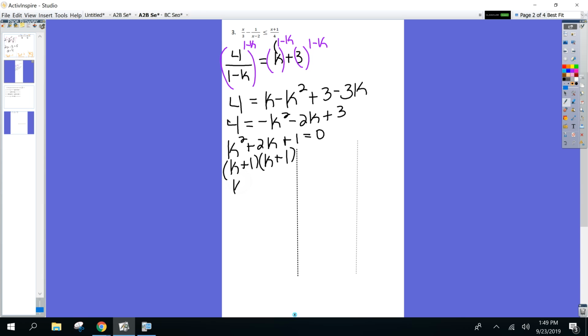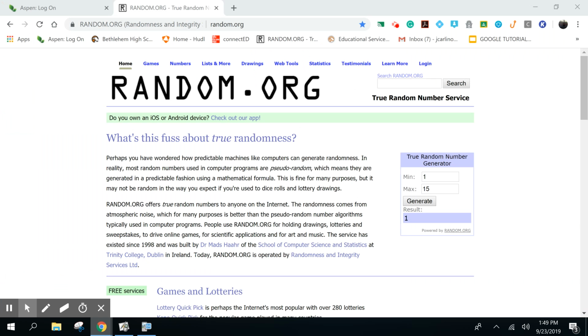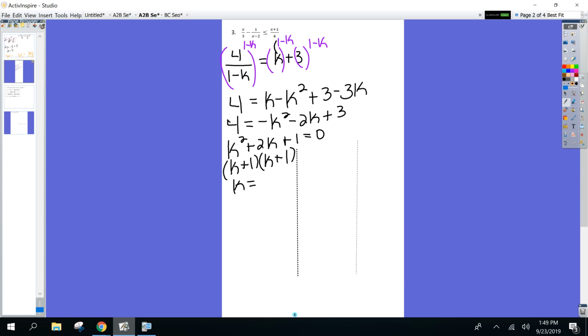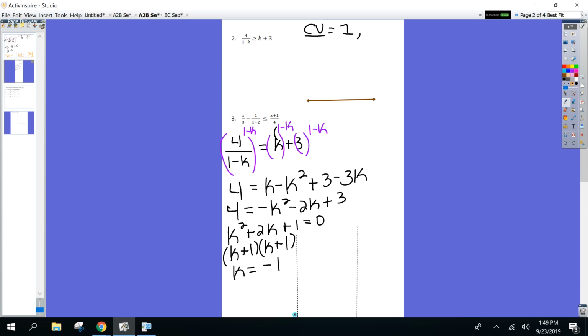What's my answer here? K equals negative 1. There's only 1, even though it comes up twice. There you go. Which is now another critical value. We got this. This is easy. Put it on the number line now: negative 1 and 1.